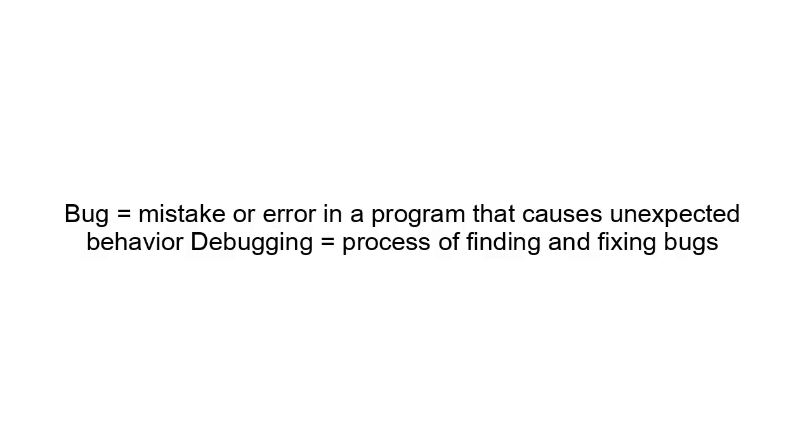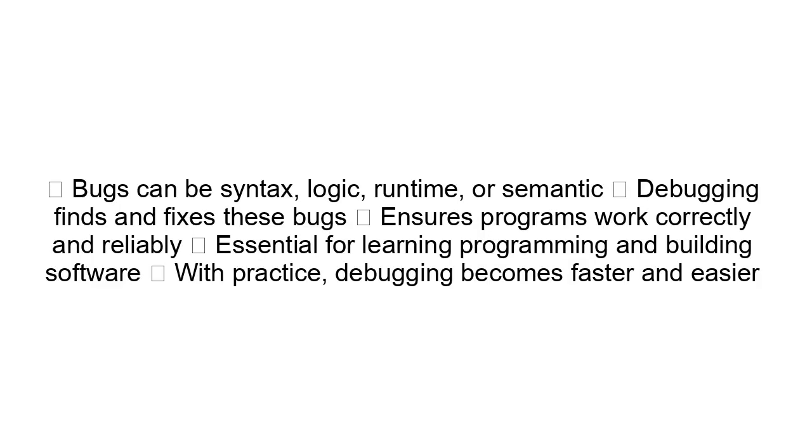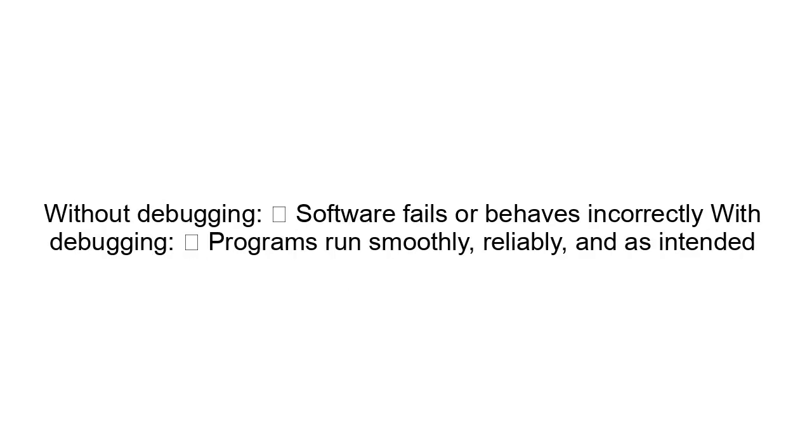Final summary. ✅ Bugs can be syntax, logic, runtime, or semantic. ✅ Debugging finds and fixes these bugs. ✅ It ensures programs work correctly and reliably. ✅ It is essential for learning programming and building software. ✅ With practice, debugging becomes faster and easier. Without debugging, ❌ software fails or behaves incorrectly. With debugging, ✅ programs run smoothly, reliably, and as intended.